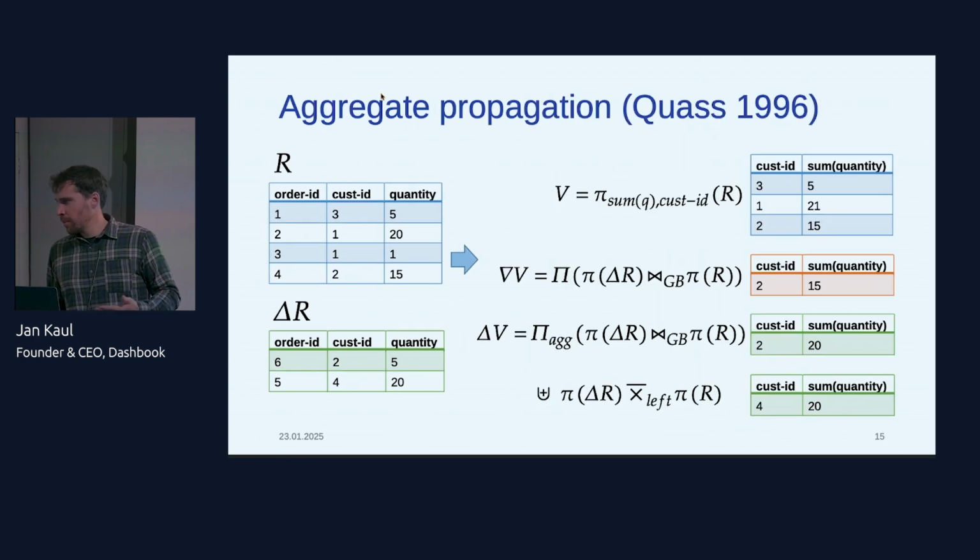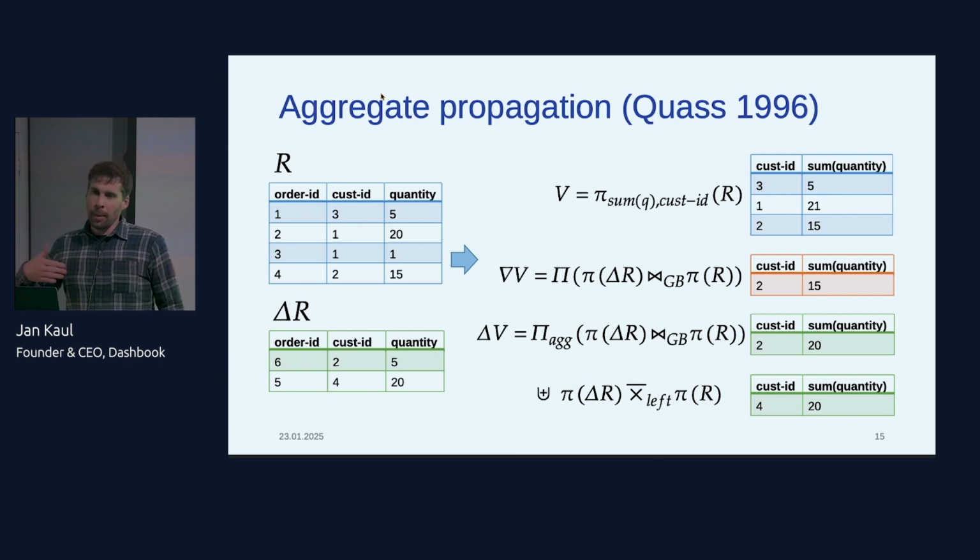There are also complicated expressions for aggregations, but it's actually not so complicated if you think about it. Again, on the left-hand side we have the inputs to the expressions. The symbols can be very daunting and unappealing, but in the end, on the top right, we're doing a summation over the quantity column and grouping by the customer ID. That's the result of the old state on the top right.